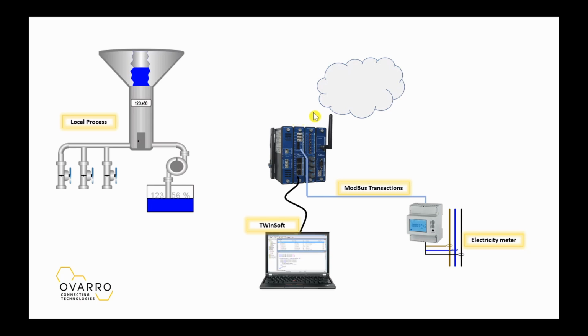Remember our scenario? We want to collect data from an electricity meter. This electricity meter is an external device to T-Box, but still it's part of its resources. The difference with the local I/O card is that it's not local, it is remote. To collect data, we need to establish a communication to this device, typically a Modbus transaction. So that's what we will do in this video. We will do a Modbus transaction to an external device.